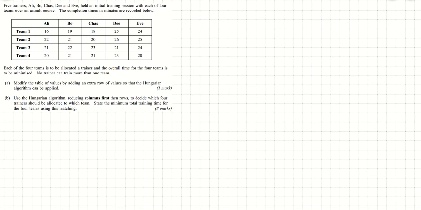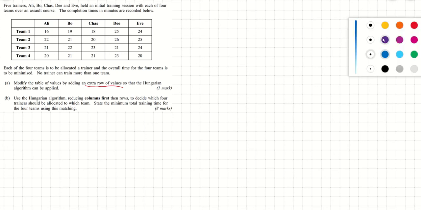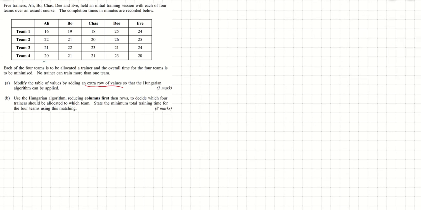So, as part A says, we have to add an extra row of values to make the table, in this case a 5 by 5 table. The way to do that is just choose the biggest value in the table, that's 26, and add a new row that just contains that number repeated. We're going to put 26, 26, 26 repeated at the bottom. Okay, so that's the first step.